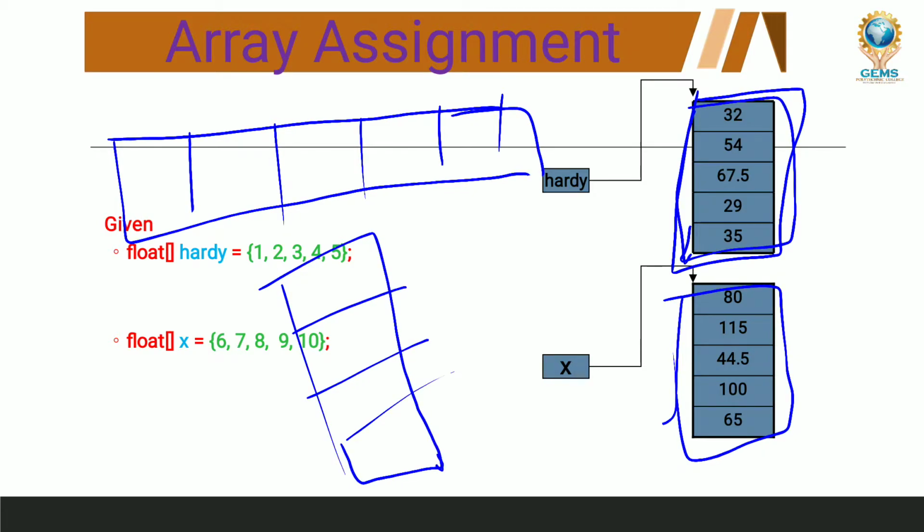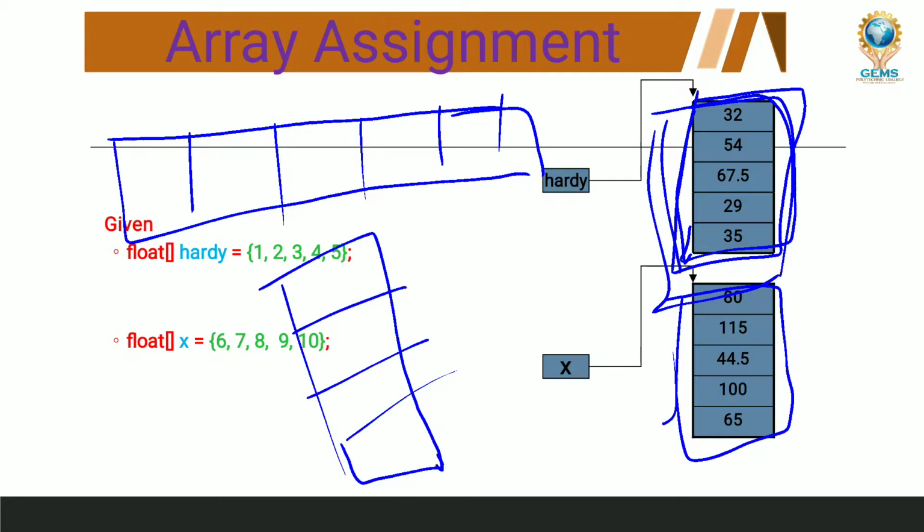So what you are able to see here is one box. Inside that box, how many elements are there? 32, 54, 67.5, 29, 28. These many elements are there. And second thing is, one more array is given here. That array stores 80, 115, 44.5, 100 and 65. These are the elements of the second array. This array is not a horizontal array, but a vertical array. So what we can observe here, a one-dimensional array can be in a horizontal way or in a vertical way.